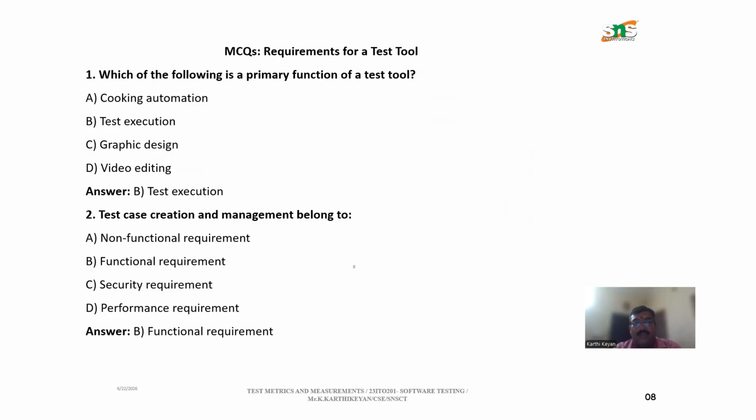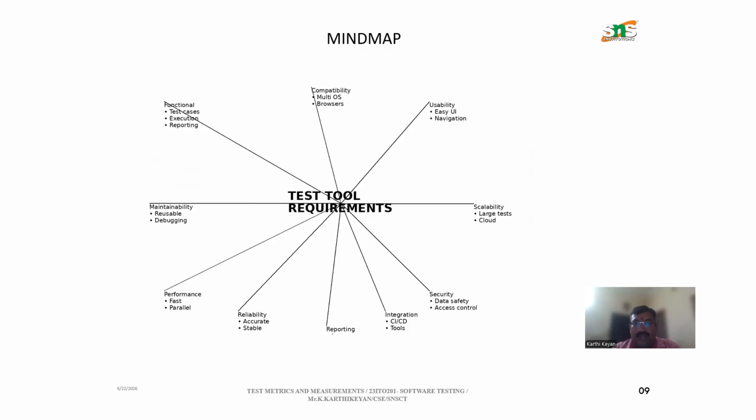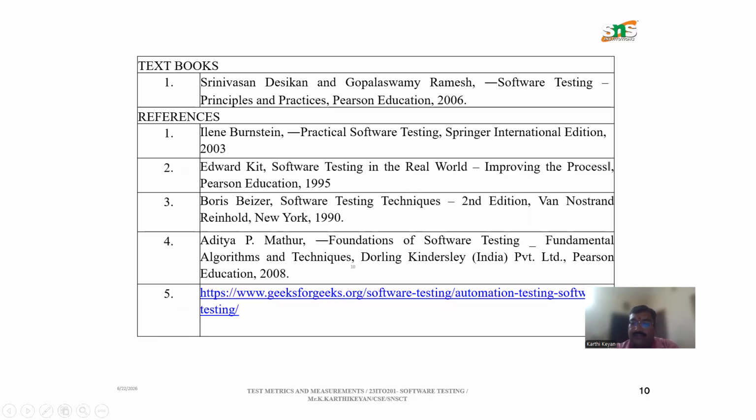So this is my MCQ. Which of the following is a primary function of a testing tool? The answer is test execution. Test case scenario and management belong to functional requirements. This is my mind map based on test tool requirements: usability, scalability, security, integration, reporting, reliability, performance, maintainability, and functional compatibility across multiple OS or browsers. These are my textbooks and references.